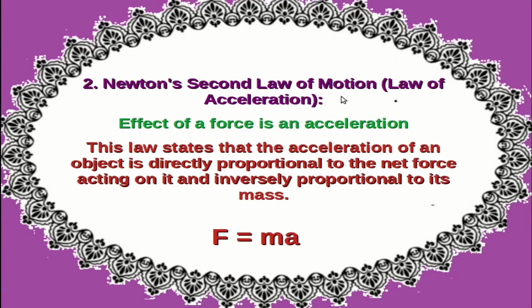Now, Newton's second law of motion, otherwise known as the law of acceleration, gives the effect of a force in terms of the acceleration produced in the object on which the force acts. This law states that the acceleration of an object is directly proportional to the net force acting on it and inversely proportional to its mass. So Newton's second law is stated in the form of an equation, F is equal to ma, where m is the mass of the body, F is the force acting on the body, and a is the resulting acceleration.